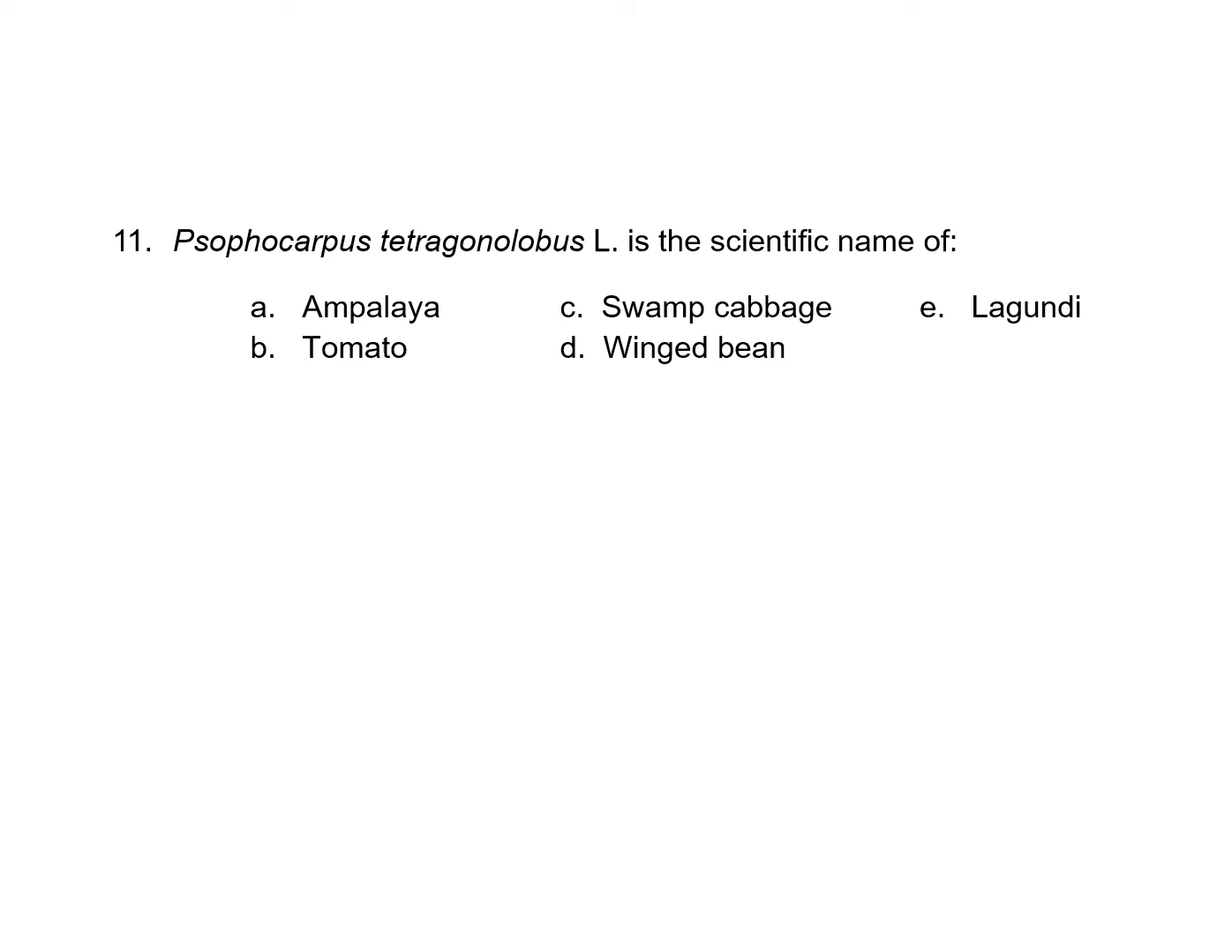Number 11. Sophocarpus tetragonolobus L is the scientific name of A. Ampalaya, B. Tomato, C. Swamp cabbage, D. Winged bean, or E. Lagundi. The answer is winged bean.